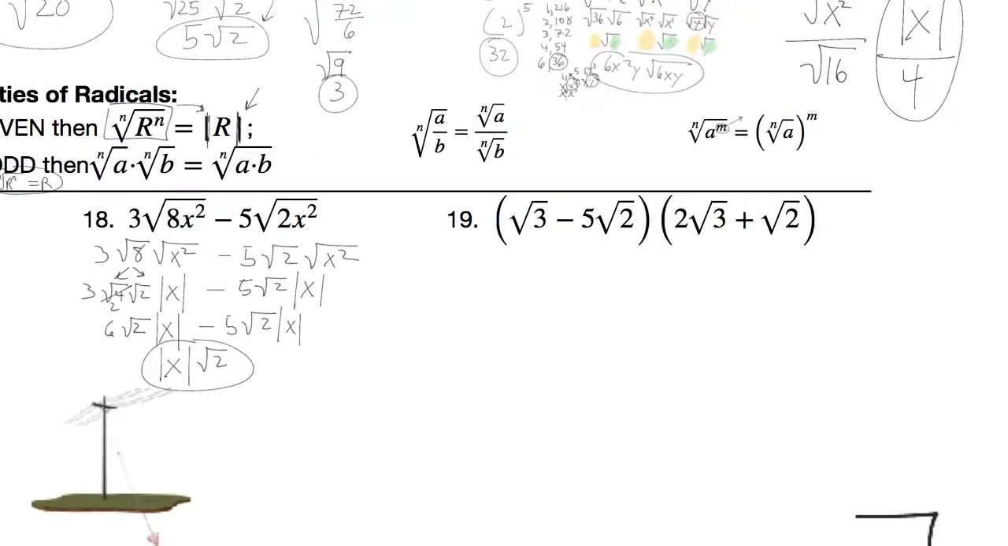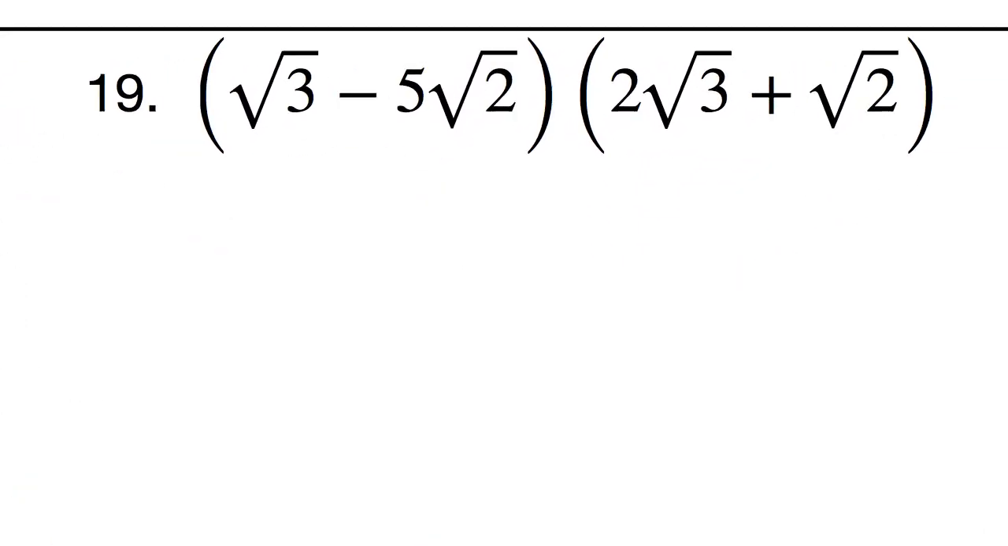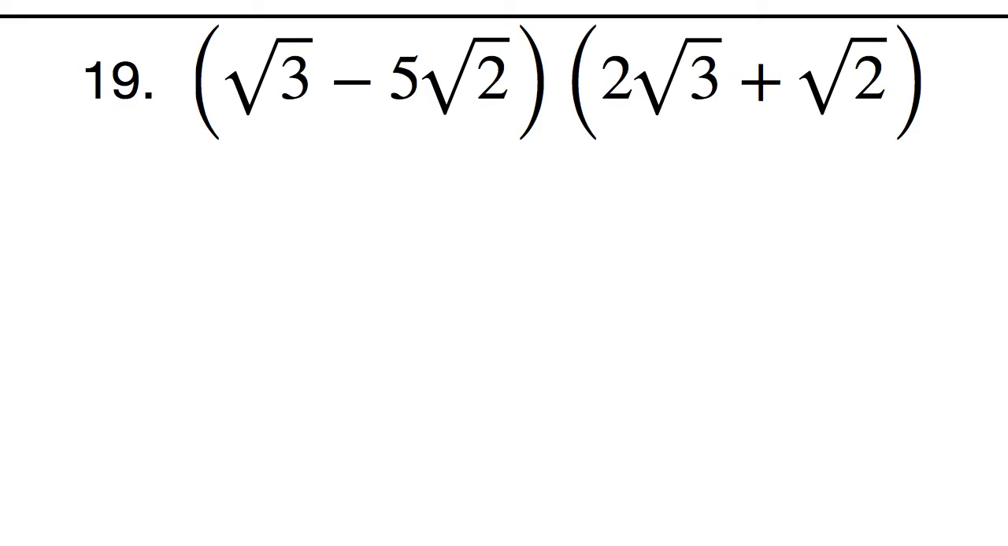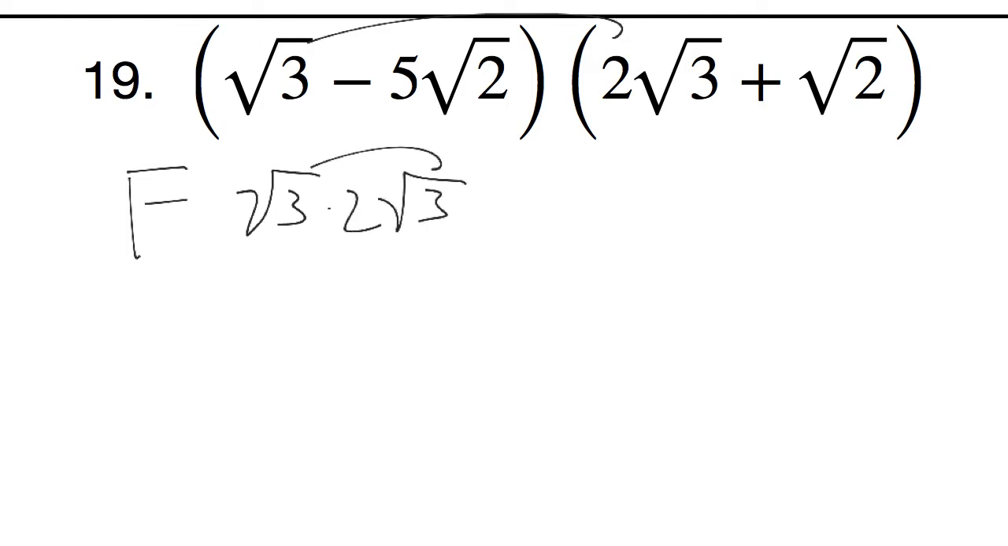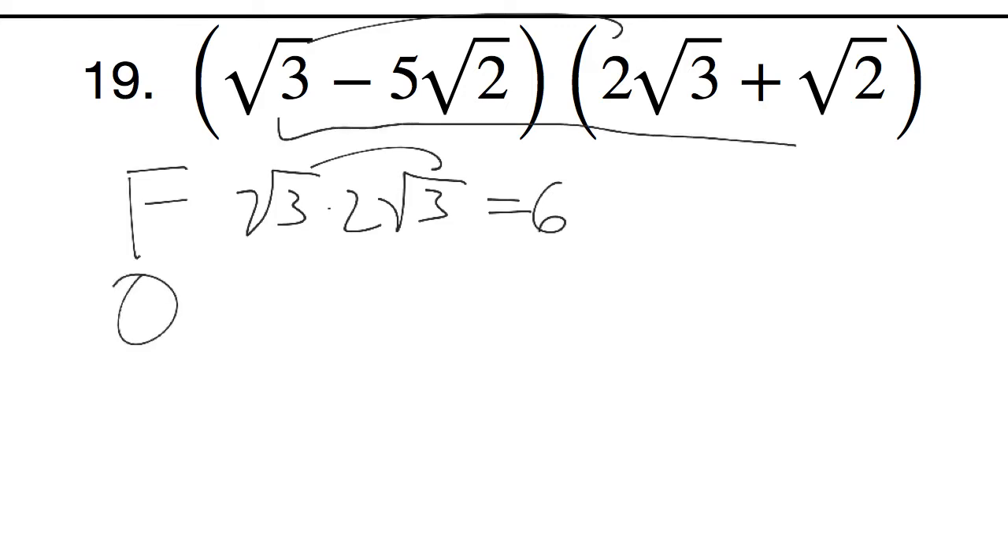Moving right along. Here, this looks like something we can FOIL. And the first terms are going to be these two. Square root of 3 times 2 square roots of 3. When you multiply these together, you get the square root of 3 times the square root of 3, which is 3, times 2 gives you 6. And outside terms, the square root of 3 times the square root of 2 is going to be the square root of 6.